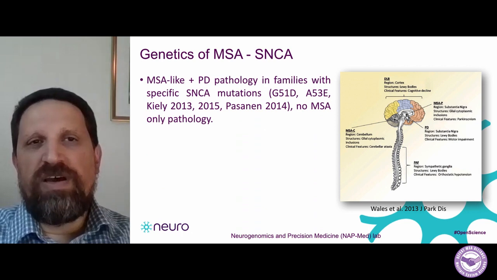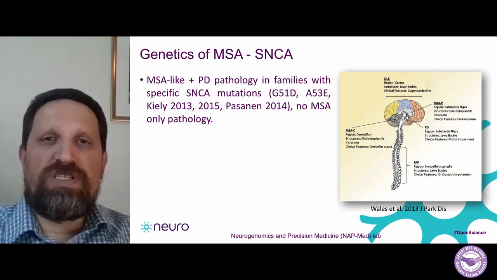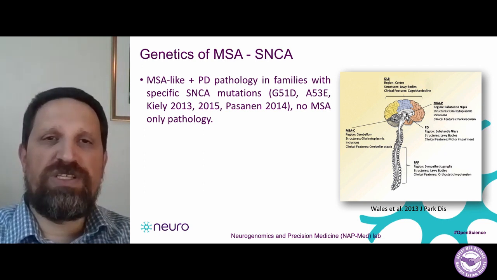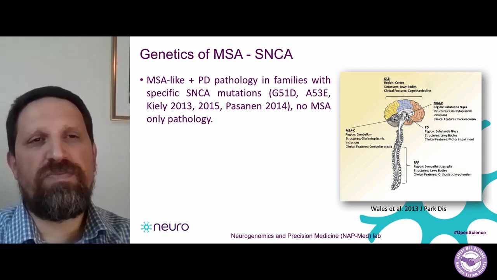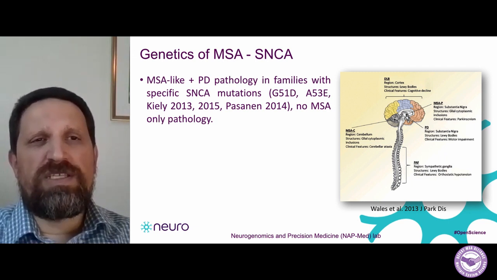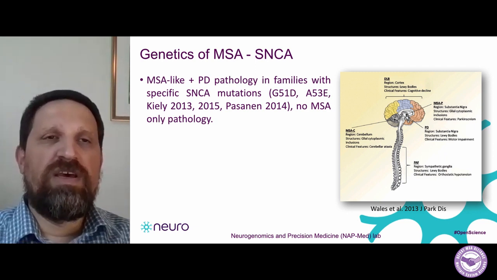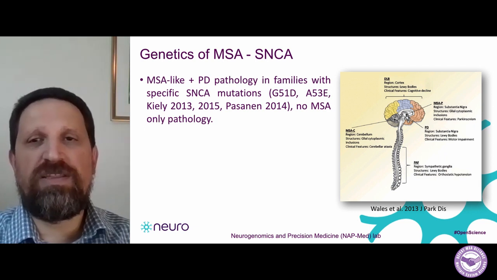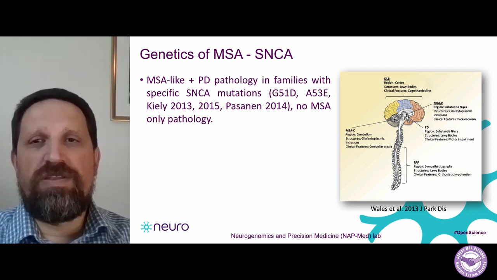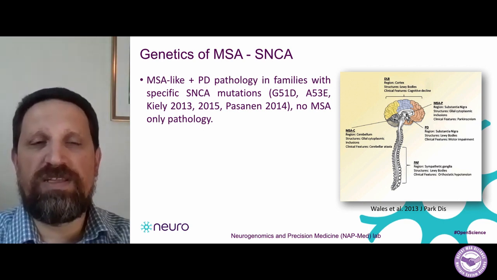In addition to that, there have been a few studies that showed that some patients with specific mutations in the gene synuclein, and you can see here the names of the mutations and the authors of the studies, in specific families, in people who carry these mutations, the brain pathology was a combination of Parkinson's disease and MSA, where the accumulation of alpha-synuclein occurs in different cell types.